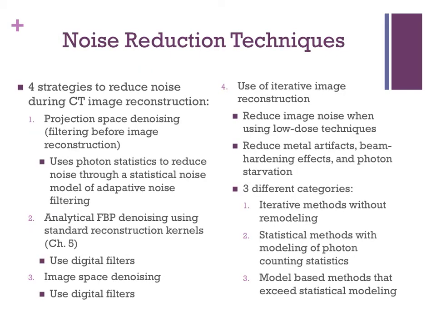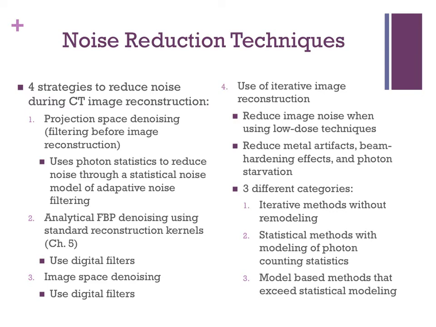So, as we all know, dose reduction is a huge goal in modern CT today. As we use low-dose techniques, these scans can produce noisy images, which are unacceptable to the rads. So these four techniques include projection space denoising, analytical FBP (remember, filtered back projection) denoising using the standard reconstruction kernels, image space denoising, and the use of iterative image reconstruction.